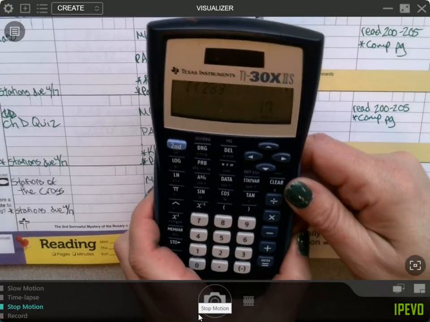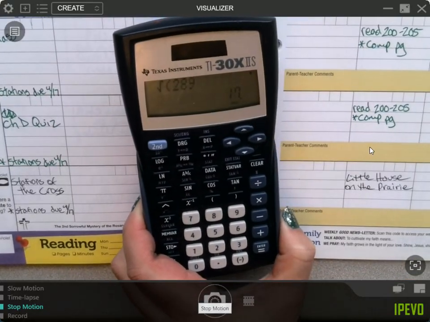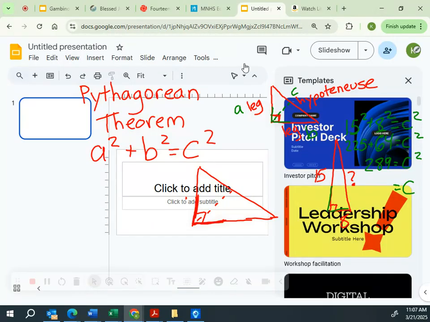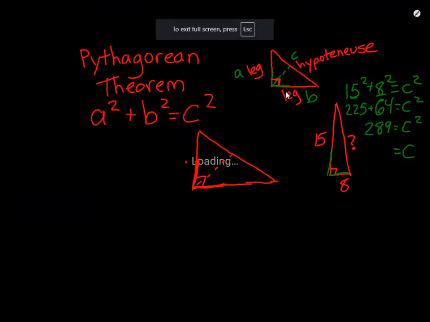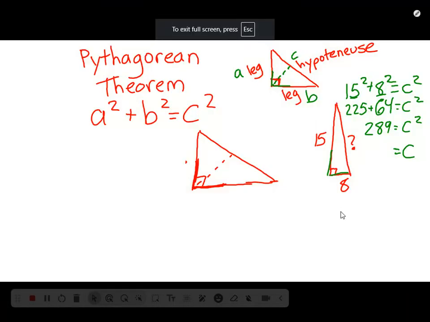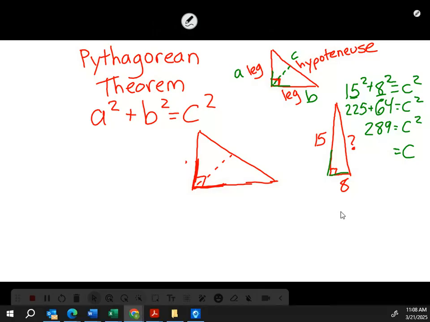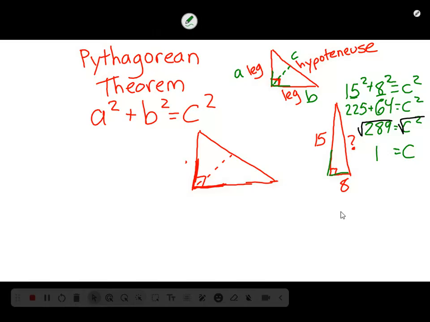Okay, so let's go back. So that square root of 289, we find the square root of c squared. Square root of anything squared is it by itself, so that's c. What was the square root of 289, Hadley? 17.